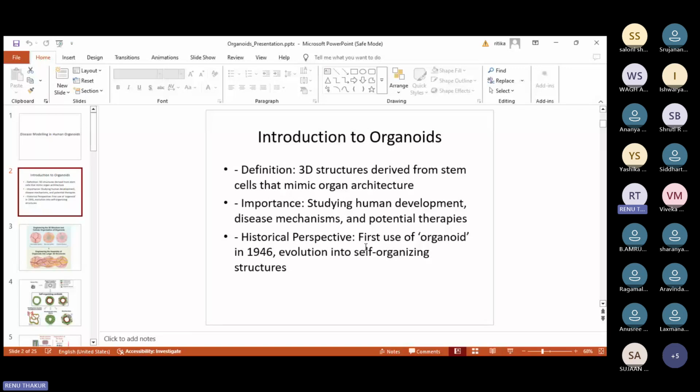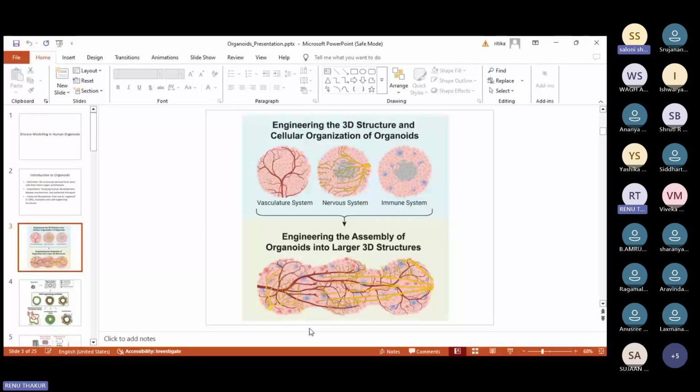So please let me know if my slide is changing or not. Is my slide changed? No, ma'am. Yes. No or yes? It changed. Okay. Are we on the third slide? Engineering the 3D structure and cellular organization of organoids. Yes, ma'am, we are on the third slide. Okay, okay, thank you.